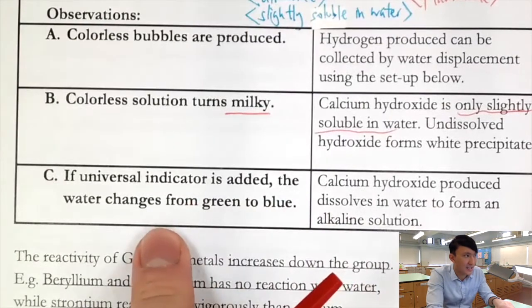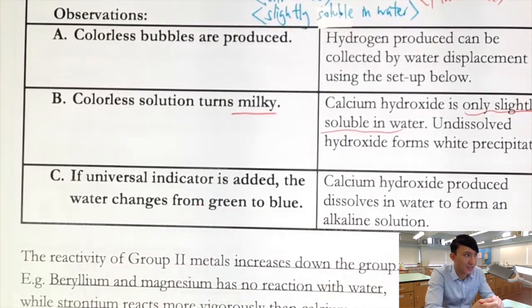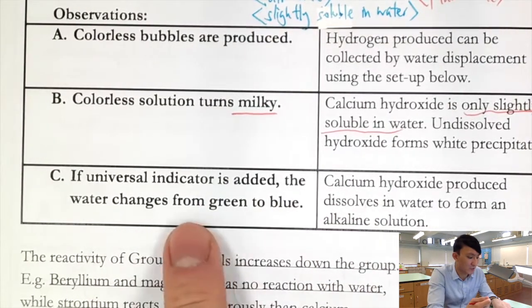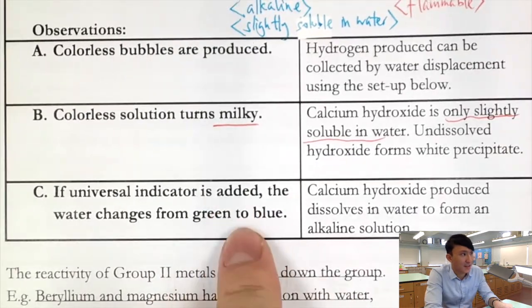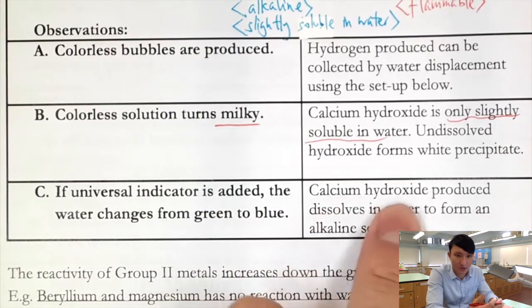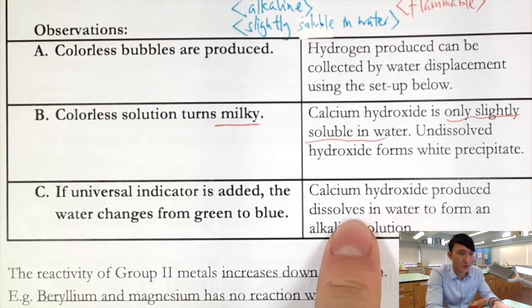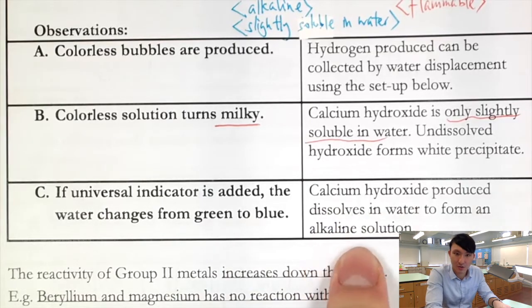And part C here, if you add the universal indicator, then the water changes from green to purple. The reason is that the calcium hydroxide produced dissolves in water to form an alkaline solution.